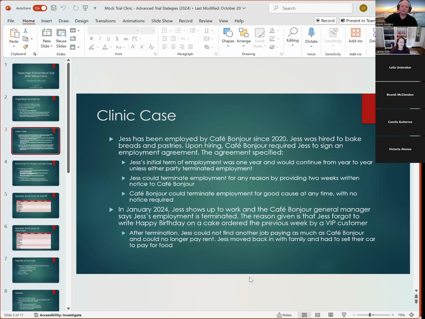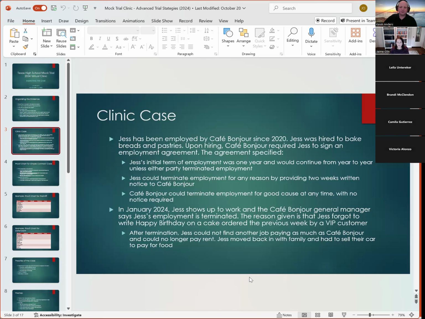to think about, that if Cafe Bonjour wrote a contract that gave them rights that they weren't allowed to have, then it might not be a binding contract at all. And in that case, there's no contract to fight over. And so Jess's case wouldn't be very successful.